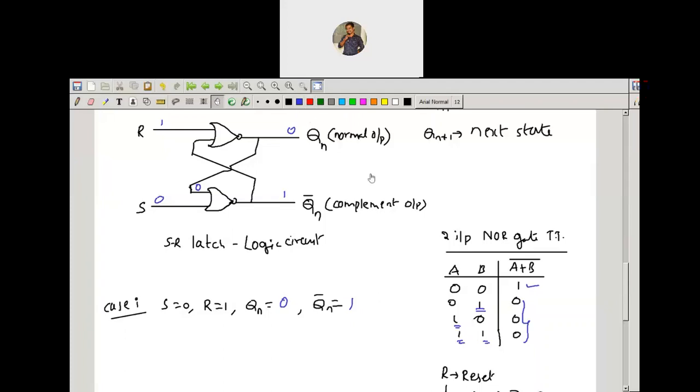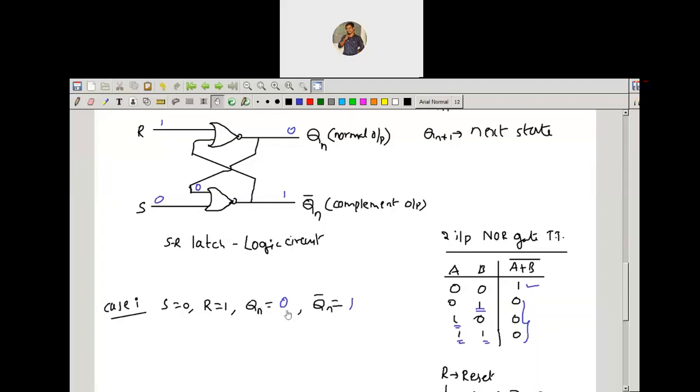Now let me make it. I told you, what is the latch actually? Latch is a memory. Latch is just simply we can say it's a memory element. Okay. Now let us observe whether the data is going to be stored or not. So what is the memory actually? It has to store the previous output.